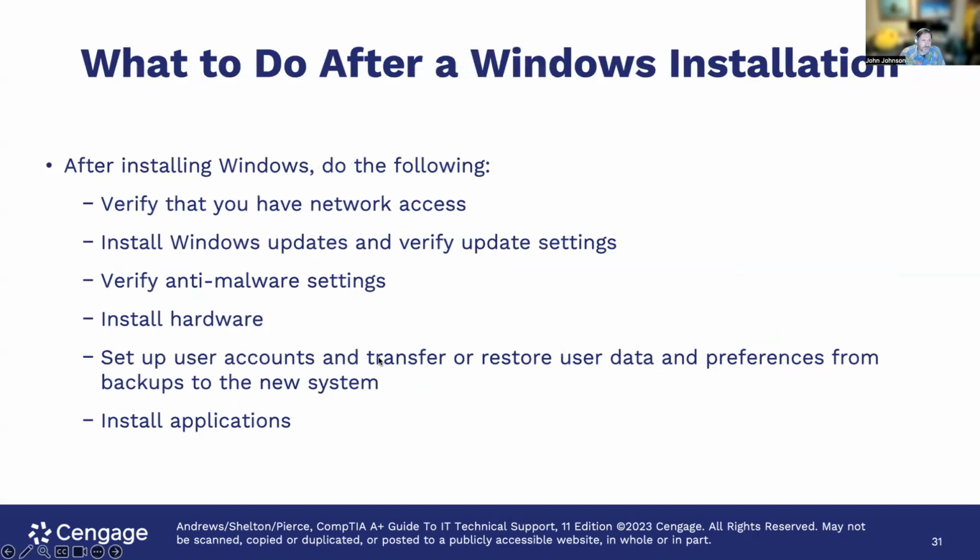Yeah, there are limitations there. So what to do after a Windows installation? After you've got it installed, you're going to have to verify that you have network access. That's the first thing to do. And I think we're going to have a question asking about that in just a minute. But you also need to install Windows updates and verify the update settings. And this can be a long process involving a lot of reboots as you go.